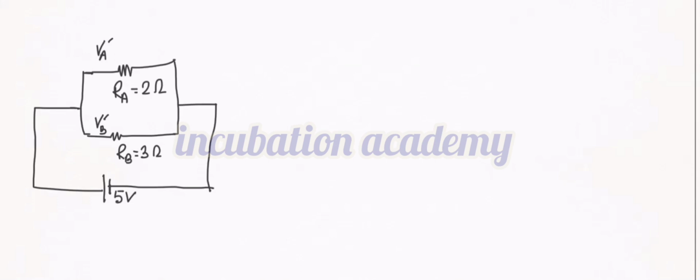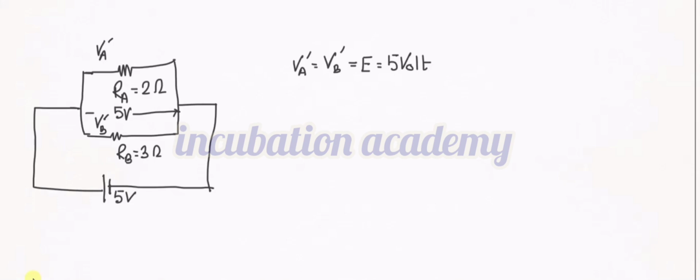So VA prime and VB prime both are equal, since no other resistances are connected here. So we can say that is equal to the supply, that is the EMF of the battery, that is 5 volt here. And since the same potential drop is here, that is 5 volt is connected here.